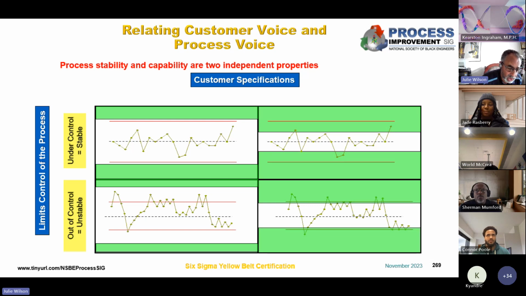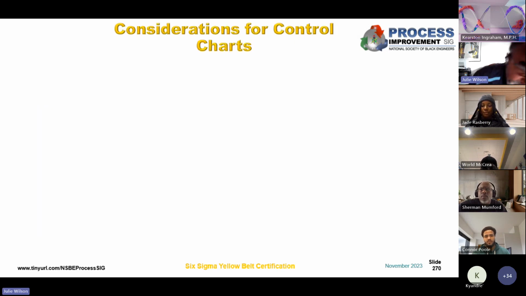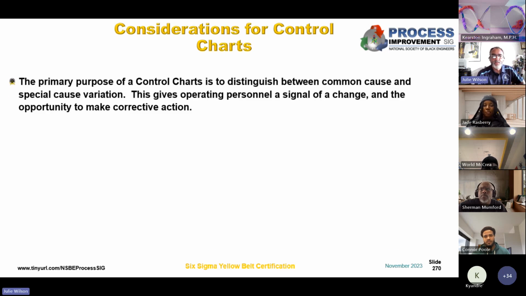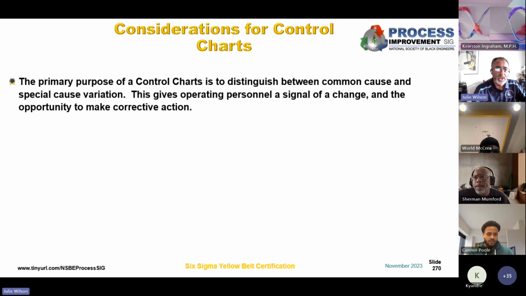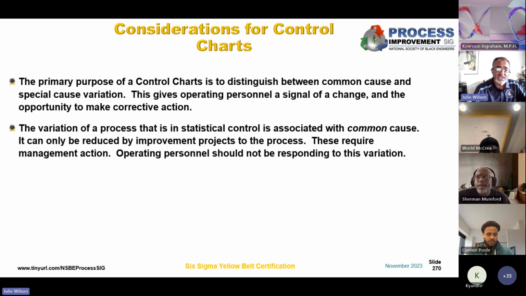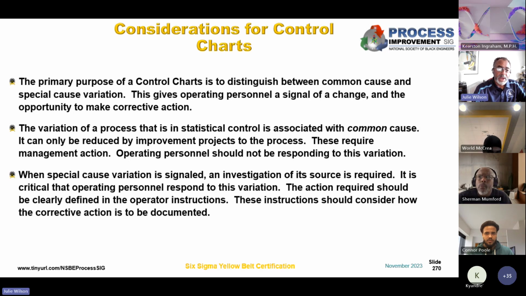So control charts are there to essentially evaluate whether or not you have special cause variation that's impacting your process. All right, primary purpose of control charts is to distinguish between common cause and special cause variation. The variation of the process that is in statistical control is associated with common cause. It can only be reduced by improvement projects to the process. Special cause variation, you have to do an investigation as to what is the source of the signal, what caused the special cause.